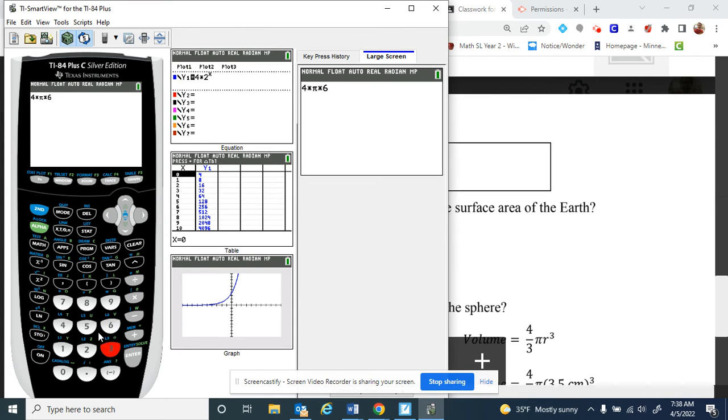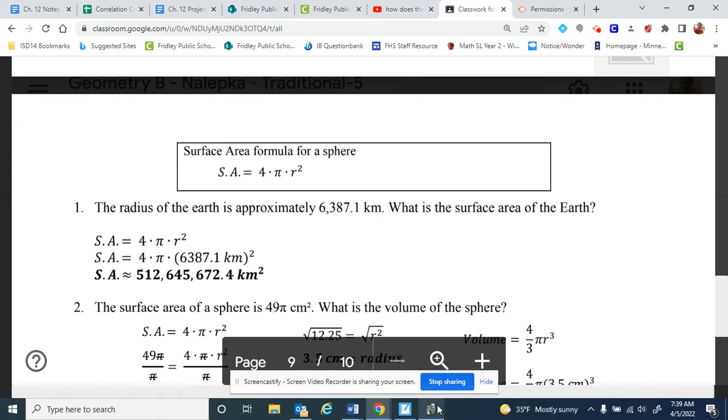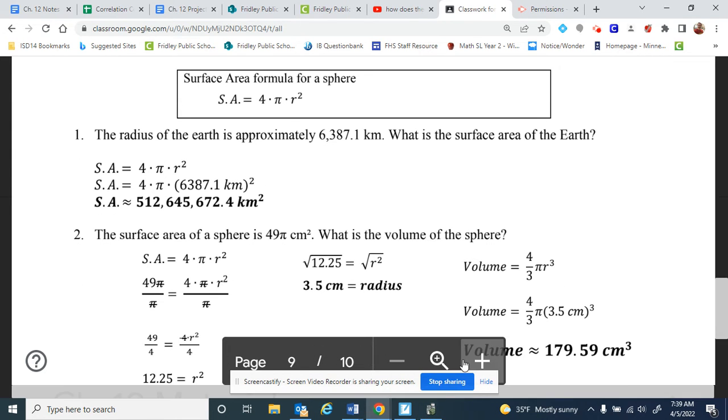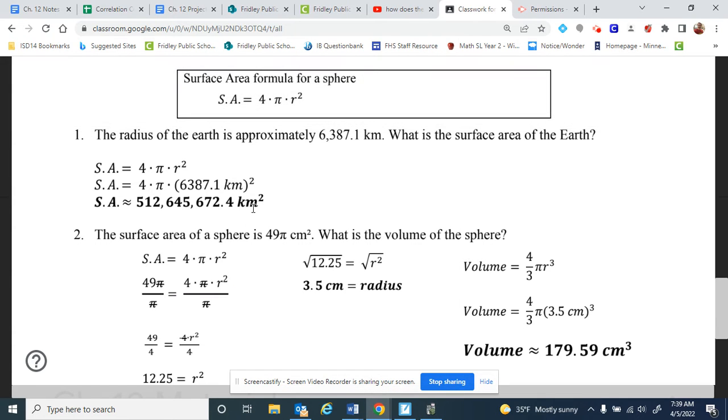So 6387.1. And then to square something, we can either hit the exponent and 2, or we can just click on this little squaring key. It's going to take that number and square it. And there is the surface area of our Earth. So we get 512,645,672.4 kilometers squared. And we're on surface area, so it's kilometers squared.